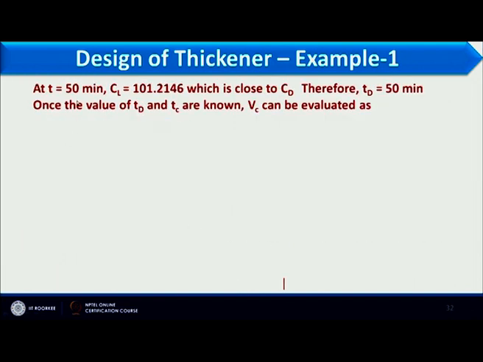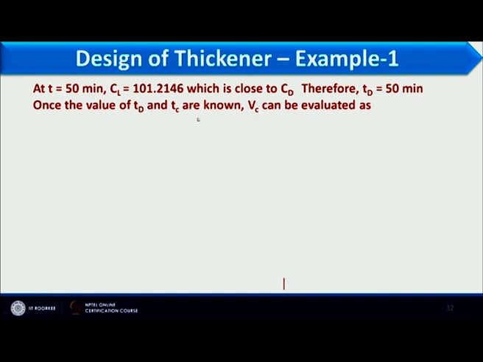So at T equal to 50 minute, CL is 101.2146, that you can see from the table where time as well as CL values are available. Corresponding to T50 we have value 101.2146, that would be close to the CD value, which is around 106. So though it differs, but it is close to that. Therefore we can consider TD as 50 minute.